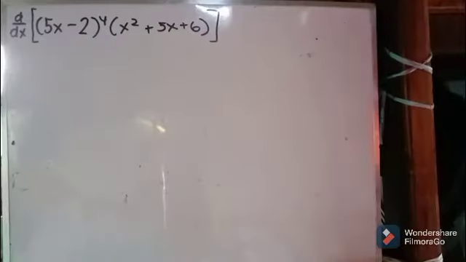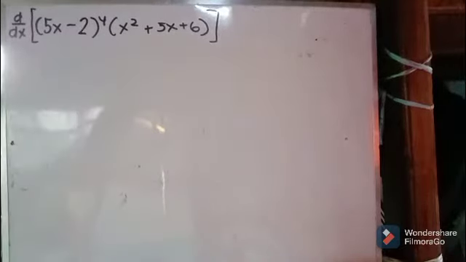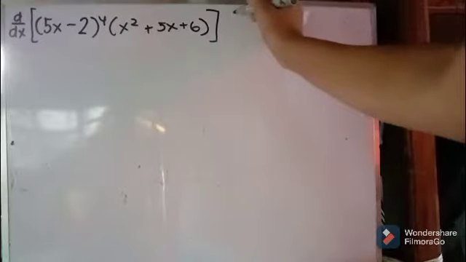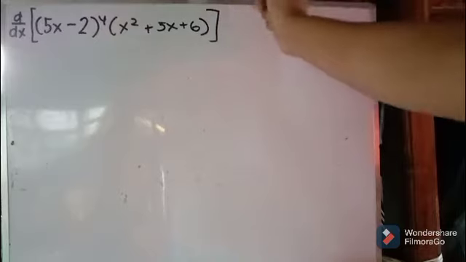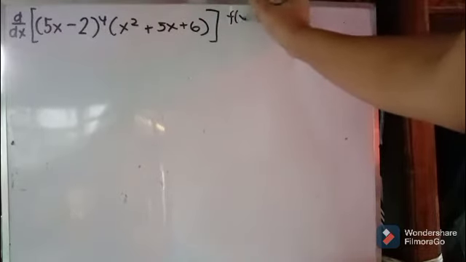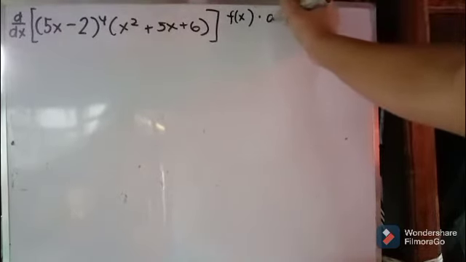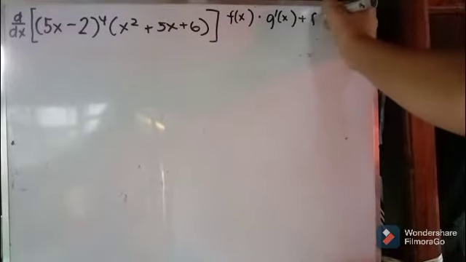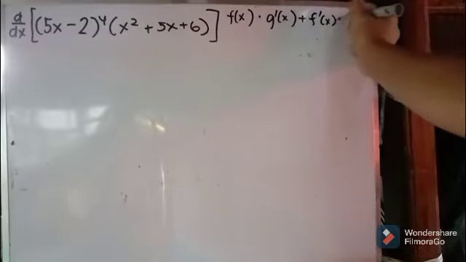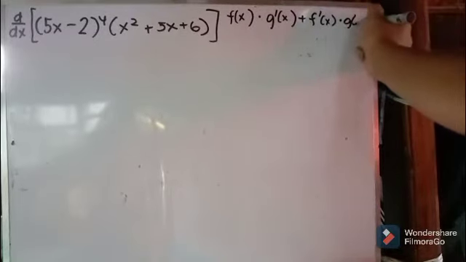In this video, we will learn how to get the derivatives of two functions using the product rule and the chain rule. So the formula that we are using is the formula that we have to use in the product rule: f of x multiplied by g prime of x plus f prime of x multiplied by g of x.